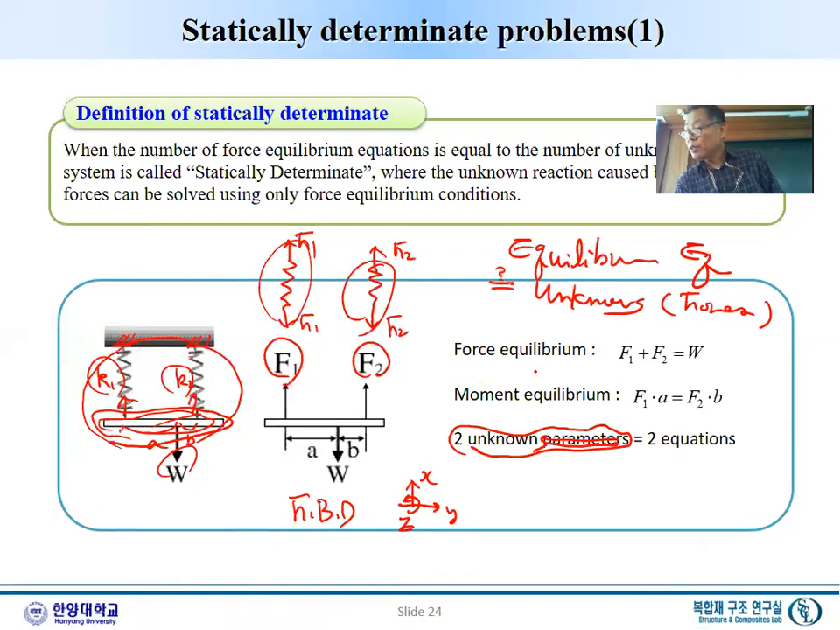Now, force equilibrium is, let's say, x directional force. Okay, x directional force. And this and minus W equals 0. Why? Because this is a plus X. We have W minus F1, F2 is a plus. So this is certainly one equation in x directional force equilibrium.